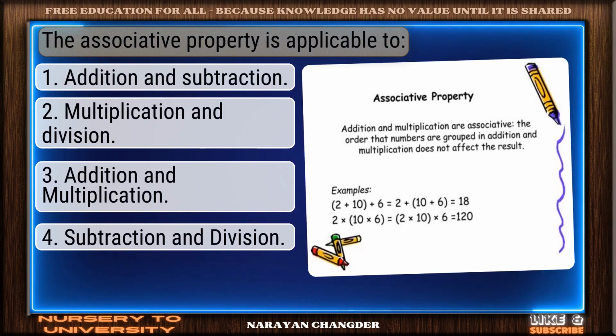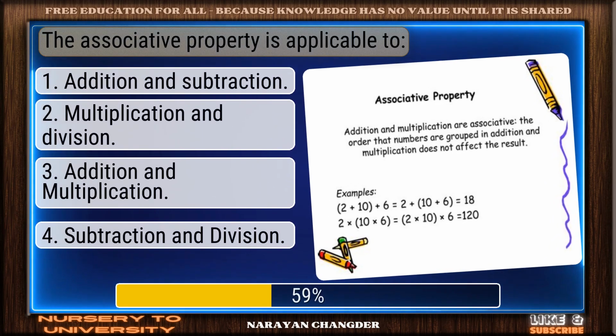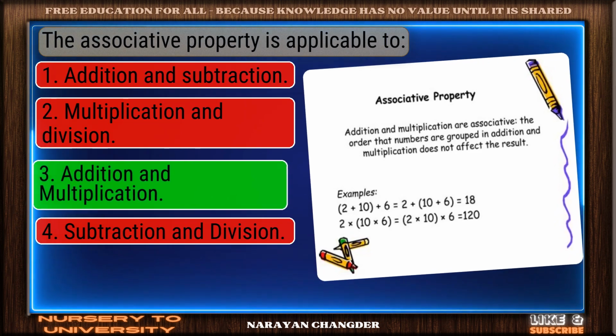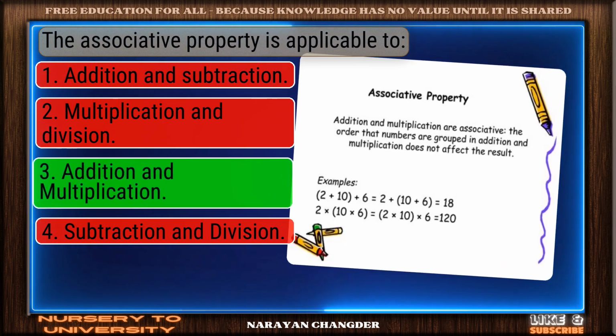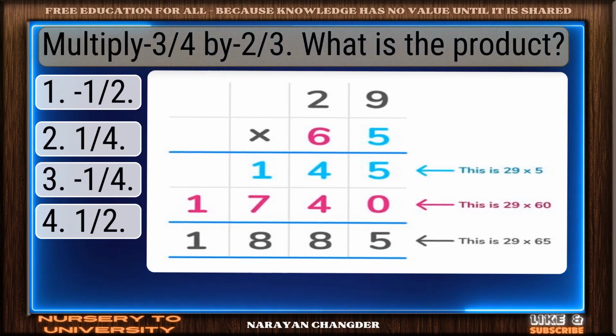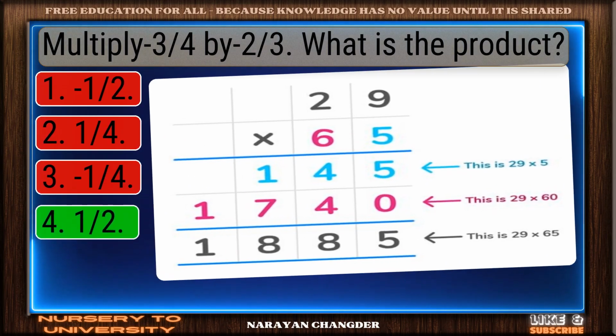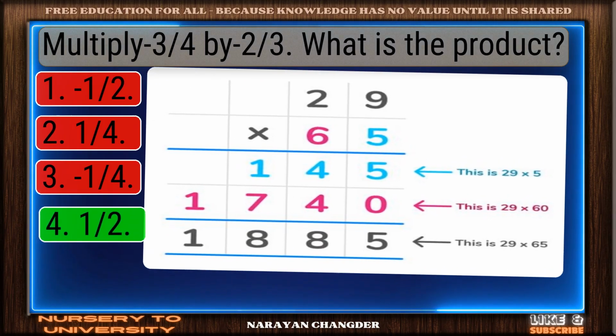Question number 11. The associative property is applicable to? Valid point. Addition and multiplication is true. Question number 12. Multiply 3/4 by 2 by 3. What is the product? You chose 1 by 2 and it is correct.